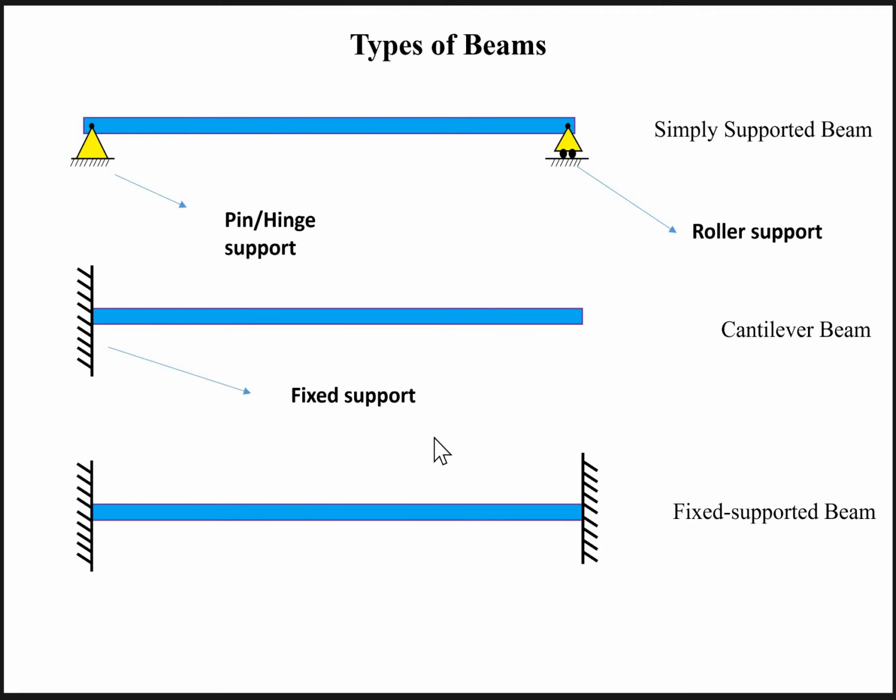Over here we have other types of beams. Number one is a simply supported beam having a roller support at the right end and a pin or hinge support at the left end. The second one is a cantilever beam in which one end is free and the other one is fixed. In the third, we have a fixed supported beam in which both sides are fixed using a fixed support.